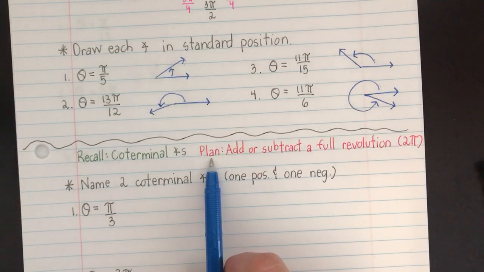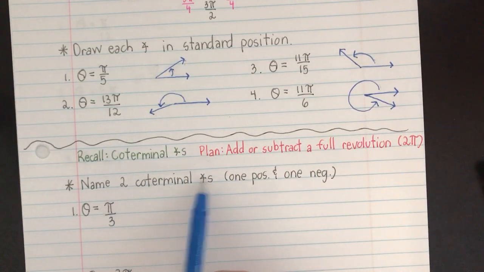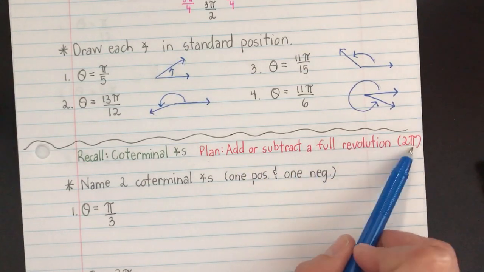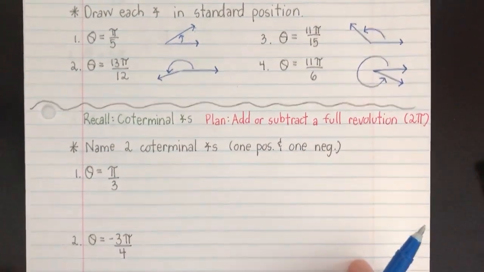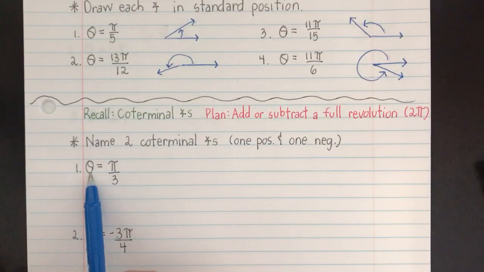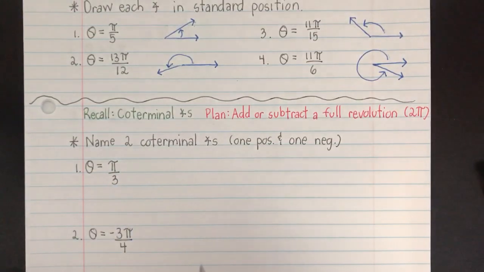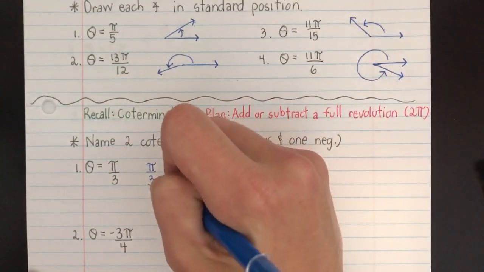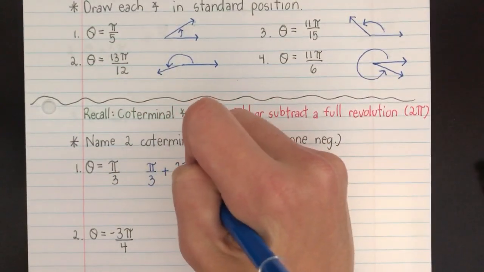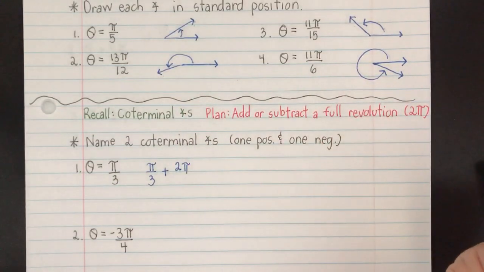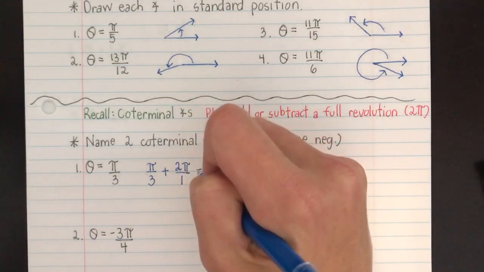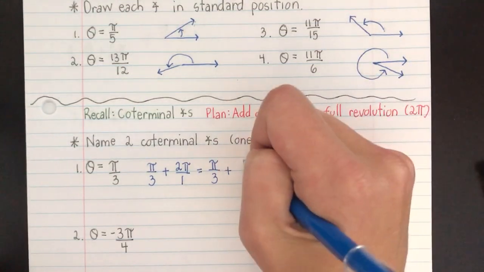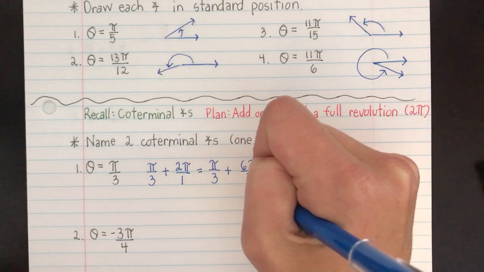So your plan to get two coterminal angles, one positive and one negative, is to add or subtract a full revolution. And remember that a full revolution is 2 pi. So given that theta, or your angle measure, is pi over 3, we're going to take pi over 3 and add a full revolution. So add 2 pi. Remember, you have to get a common denominator, so this is like 2 pi over 1. So in other words, pi over 3 plus, multiply by 3, you'd get 6 pi over 3.